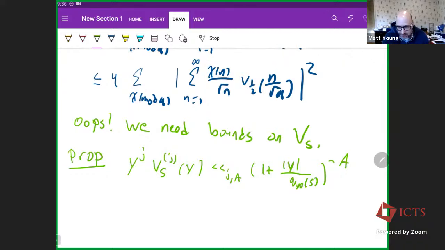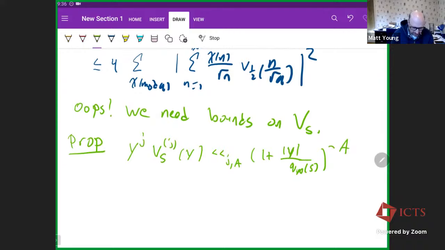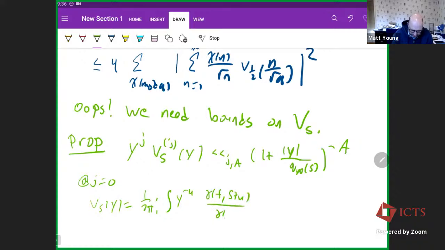For the case that we care about, maybe we'll verify this in this special case. The idea is, first of all, think about j equals 0. At j equals 0, what you have is v sub s of y is this integral. You've got y to the minus u, and your ratio of gamma factors, one of them at u, the other at s. I think we divide by s, G of u over u du.